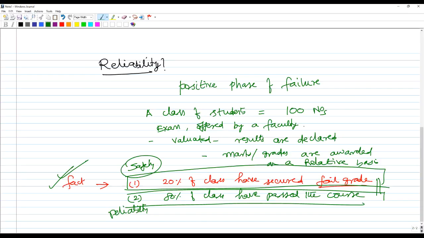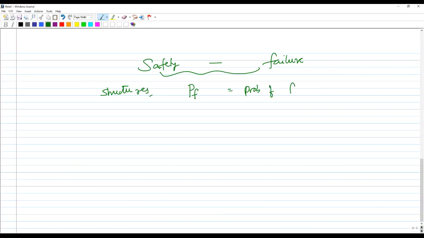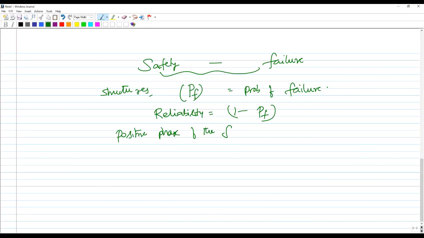Safety is always expressed as a mode of failure. If failure is ensured, there is no safety. So, safety and failure are expressed as the contrary. So, in structures, we generally express what is called probability of failure, which is expressed as PF. So reliability is essentially 1 minus probability of failure. So actually, it is the positive phase of the fact of failure of structures.